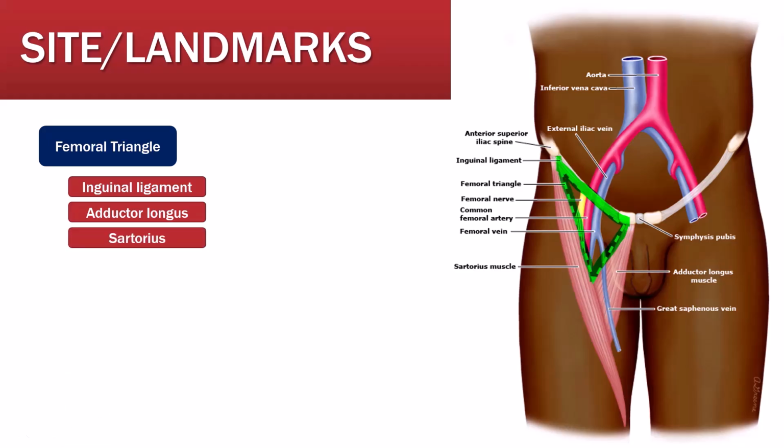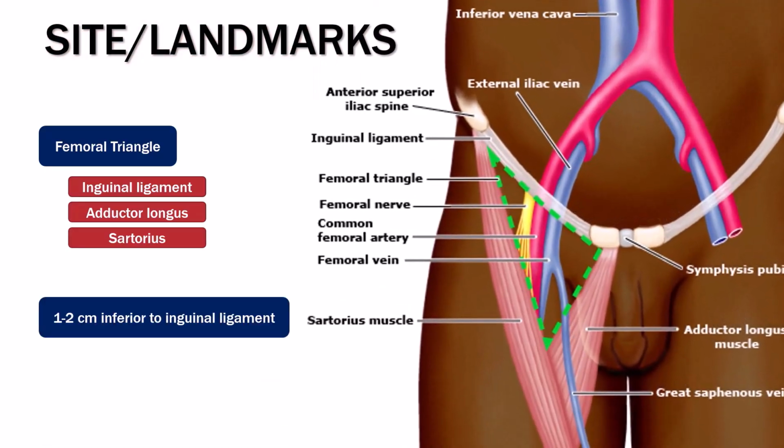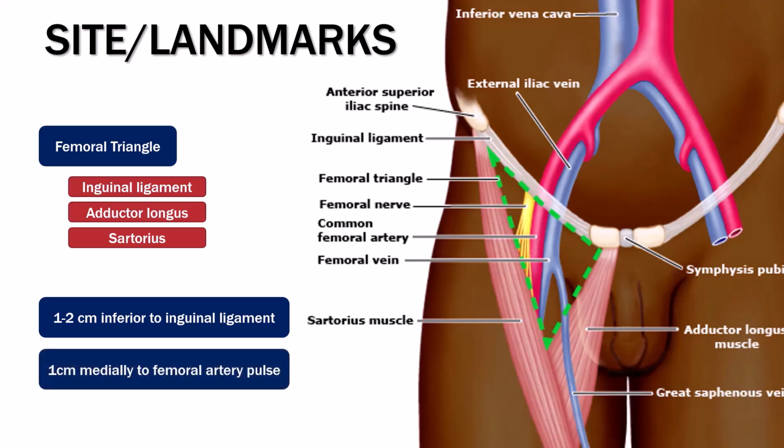This gives us our femoral triangle of safety. Once we have identified our femoral triangle, it is important to point out that our insertion site should lie beneath it, about 1 to 2 centimeters to the inguinal ligament itself. Using an insertion site anything greater than 3 centimeters below the inguinal ligament can increase our risk of complications. We should then come 1 centimeter medially to the femoral arterial pulse.